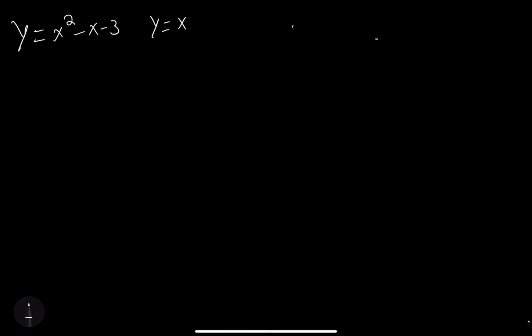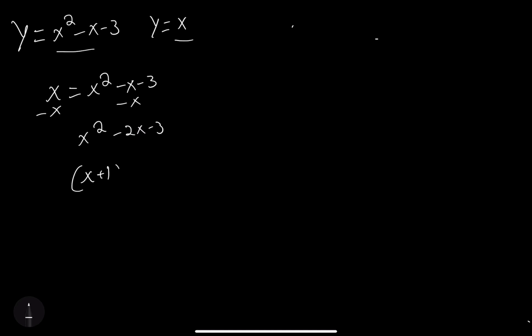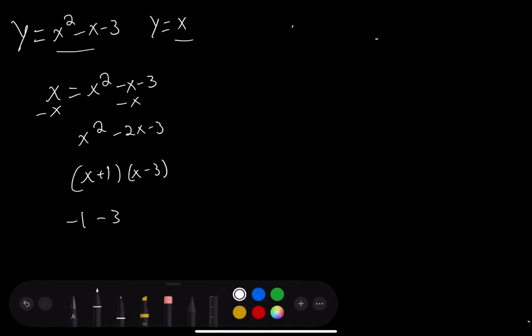First, we need to find what these are equal to, like our range. So we know from last time that just means setting them equal to each other. Minusing over the x, we're left with x squared minus 2x minus 3. And that would give us (x plus 1)(x minus 3). So we know our range is from -1 to 3.